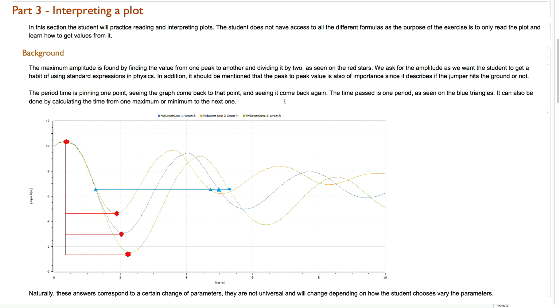And it says, for instance, here in this section, the student will practice reading and interpreting plots. The student does not have access to all different formulas, as the purpose of the exercise is only to read the plot and learn how to get values from it. So it's a very basic example, while other examples might require more knowledge about equations and so on. So they're at all sorts of levels.